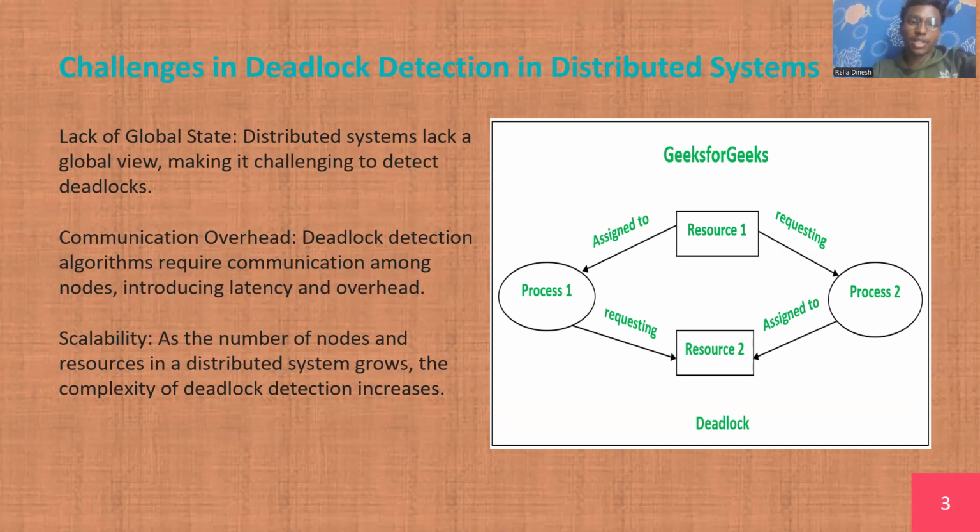Second is communication overhead. Deadlock detection algorithms require communication among the nodes, which introduces overhead. Third one is scalability. As the number of nodes and resources in distributed system grows, the complexity of deadlock detection increases. Scalability means increasing the nodes, and increasing the nodes increases the complexity of deadlock detection. Detection becomes complex while increasing the nodes.